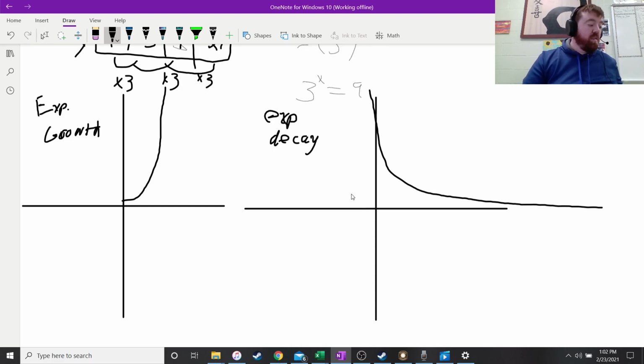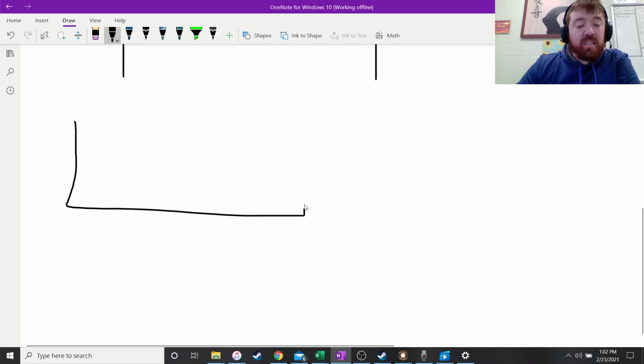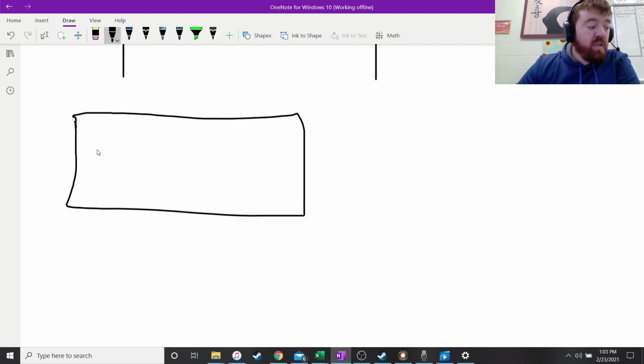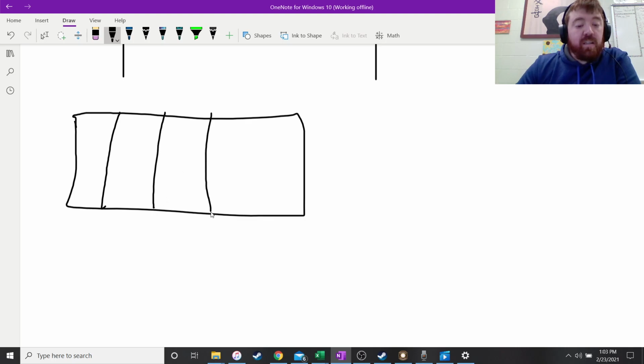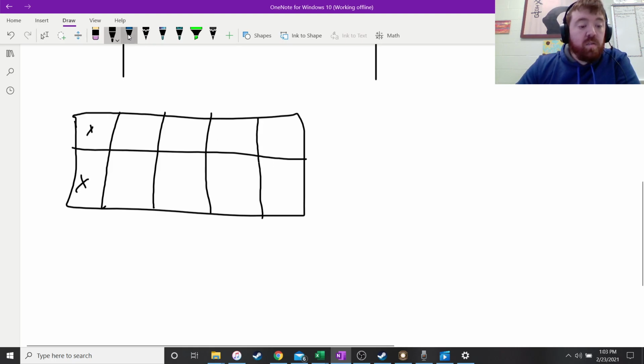Now, let's just go through a couple. If I wanted to figure out if a table of values is representing a linear or an exponential growth, what I'm going to do is take a look at the values that are given. That's supposed to be a y there. That totally looks like an x.